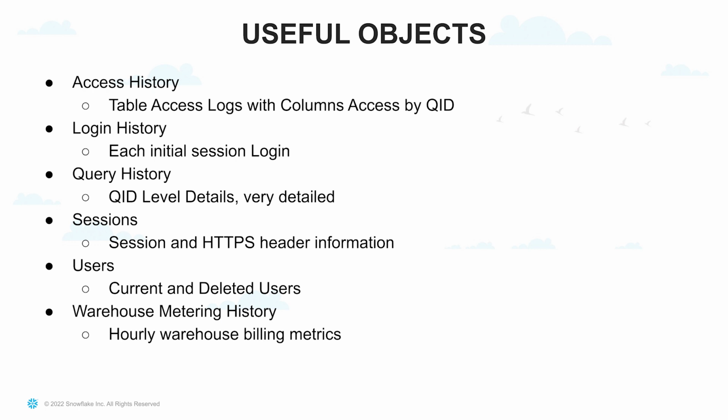As well as sessions, kind of what came in this session, what's in the HTTPS header as that comes in, a very interesting piece of information. As well as the users, who's current, who's been deleted. I want to know who has access to my system. What's the potential risk? Maybe someone got terminated and they still have access. These are things I can answer from there. Along with the warehouse metering history that has hourly level warehouse billing details that can then be joined into things like query history, login history, and sessions to give me a very holistic view of what's going on.